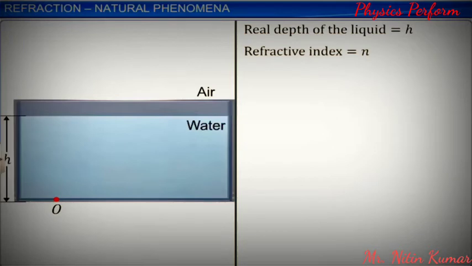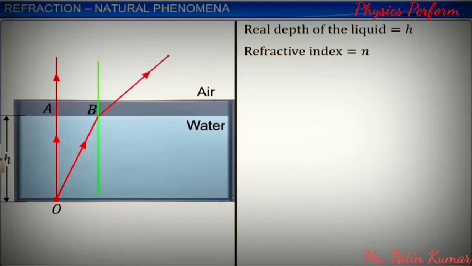Let OA be a light ray that strikes the liquid-air interface normally and hence travels without any deviation. Consider another light ray, OB, close to OA. Since OB travels from a denser to a rarer medium, it bends away from the normal MM' and forms a ray BC. The ray BC appears to diverge from O'. Then, O' is the image of O and AO' is the apparent depth of the liquid, say h'.